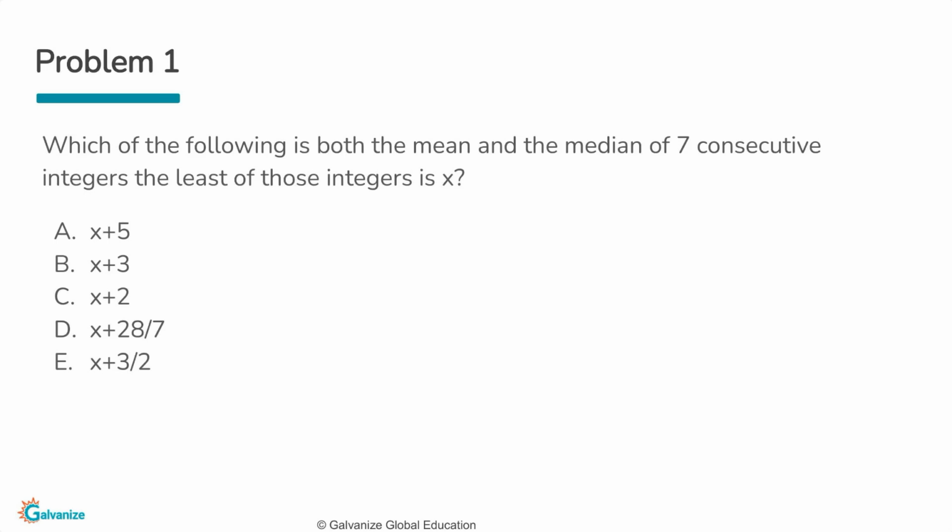Here, which of the following is both the mean and median of 7 consecutive integers? The least of those integers is x. Nobody is preventing you from taking x as 1. So when x is equal to 1, the 7 consecutive integers would be 1, 2, 3, 4, 5, 6, 7. From that itself, you can easily say what the mean and the median are. What is the mean of 1, 2, 3, 4, 5, 6, 7?